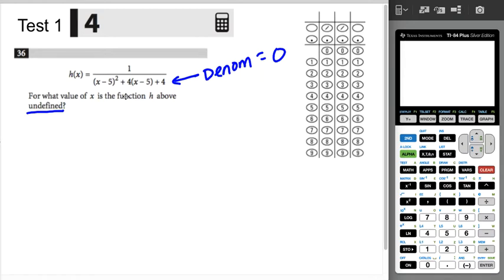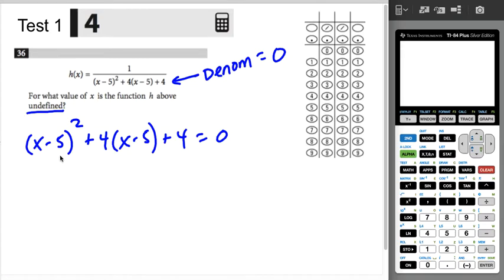Another way to do this is to just set the denominator equal to 0 and solve, if you know that that's what undefined means. You could solve this by FOILing everything out and then factoring, and there's nothing wrong with that.